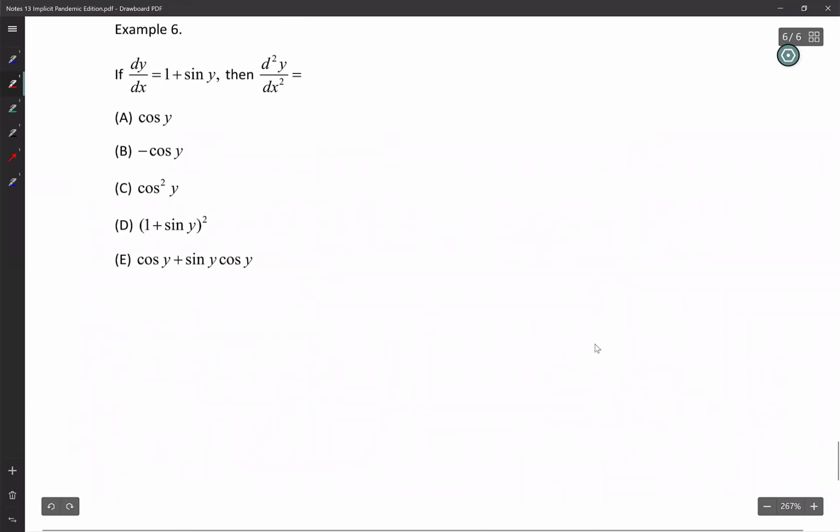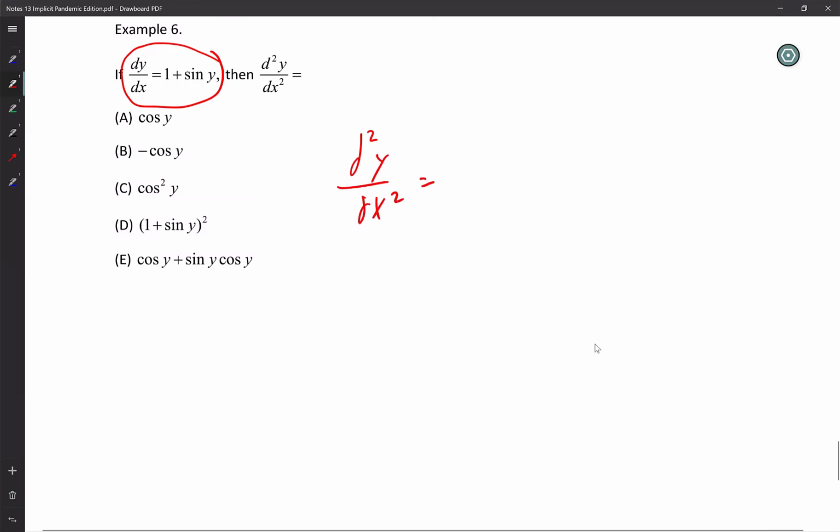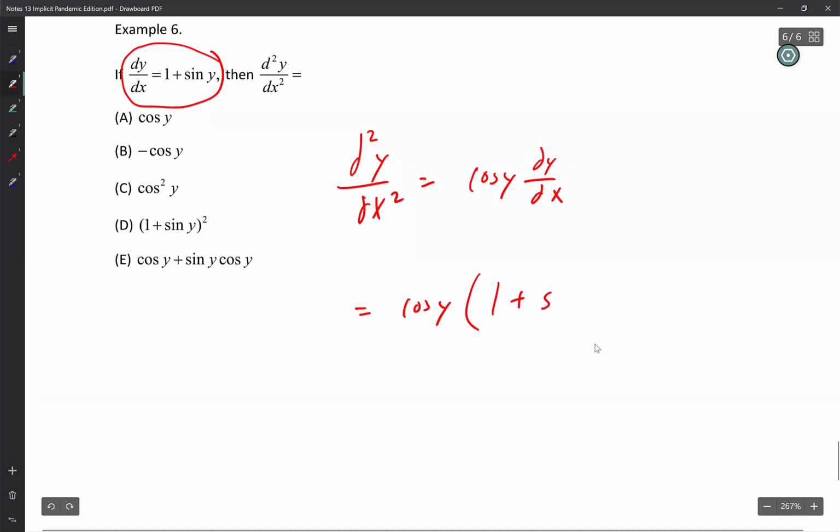Another one. They want a second derivative again. So here we go. Oh, actually, you know what? Relax. Look, they already give us dy dx. So we don't have to do all that work. So now we can just go right into it. Second derivative equals, what's the derivative of 1? 0. What's the derivative of sine y? Cosine y. What do I put next to it? Dy dx. Let's put what dy dx is. Cosine y. And then I'm going to put right 1 plus sine y.